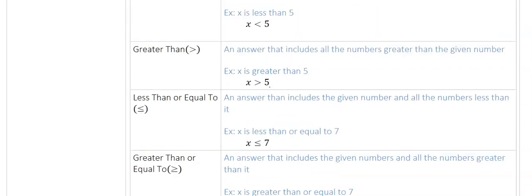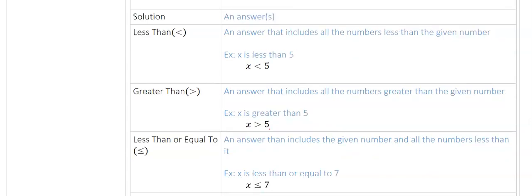For less than, we use this symbol right here. And when we have the less than sign, it's an answer that includes all the numbers less than the given number. So an example right here, we have x is less than 5.